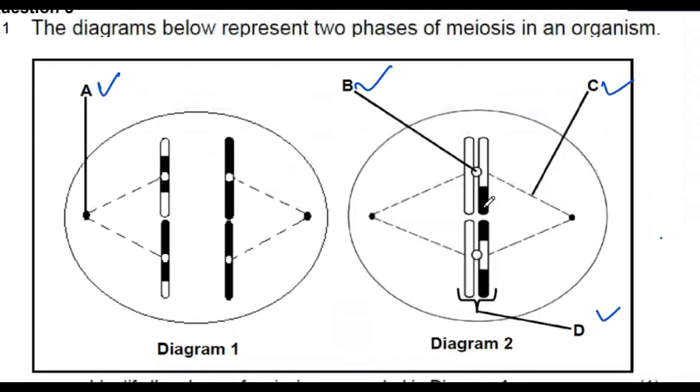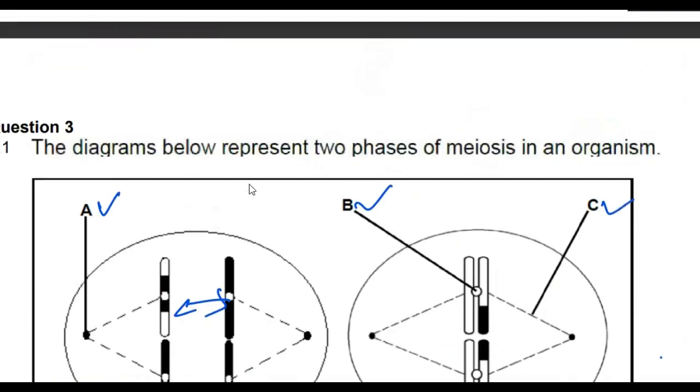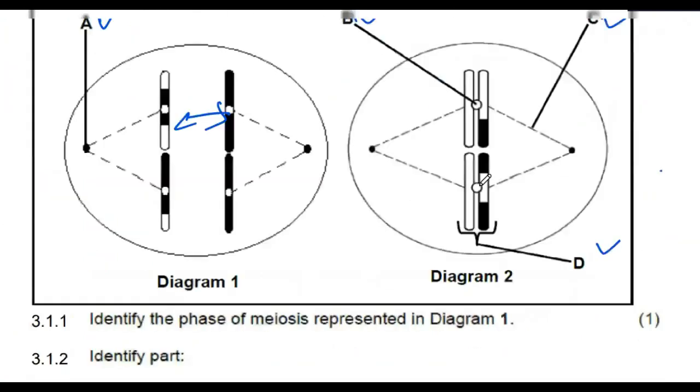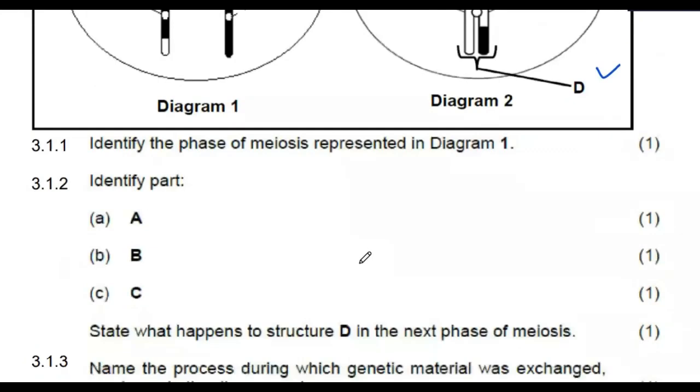Identify the phase of meiosis in diagram one. In diagram one, the chromatids are separating. It's exactly the same thing as this one, so it's going to be anaphase two. And then this one is going to be metaphase two, because the chromosomes align along the equator singly.